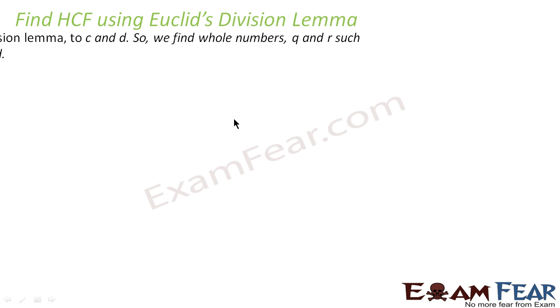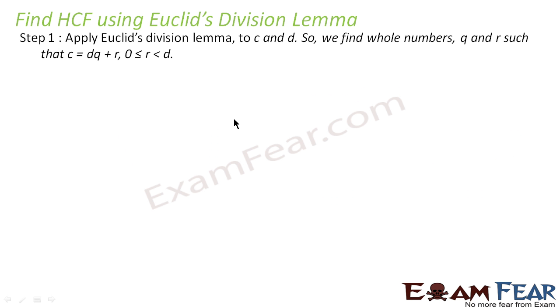Now let us find HCF using Euclid's lemma. To do that, we first apply the division lemma to C and D. We find whole numbers Q and R such that C = D times Q plus R. That means we have two numbers, C and D, and we have to find the HCF of these values.